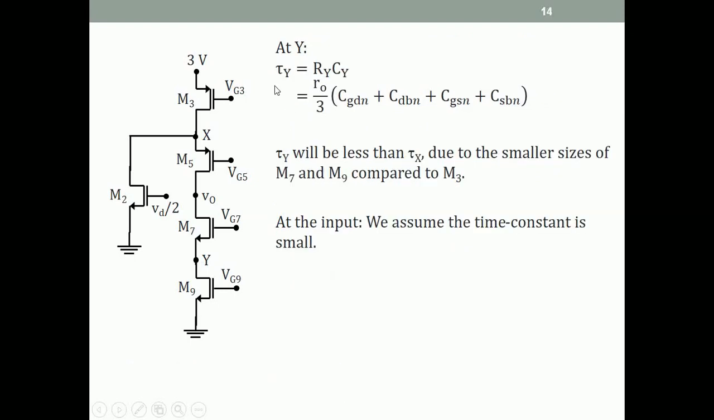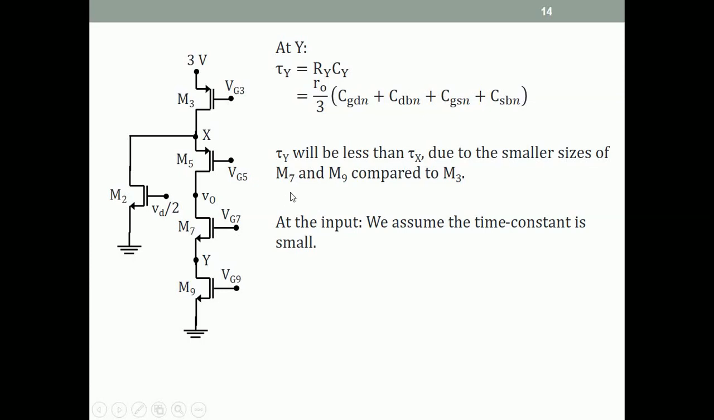And then the third time constant is at the node Y, which is ro by 3, and 4 capacitances of these 2 transistors, 2 each from M7 and M9. So tau Y will give a third pole. And as I said, we'll ignore the pole at the input terminal.